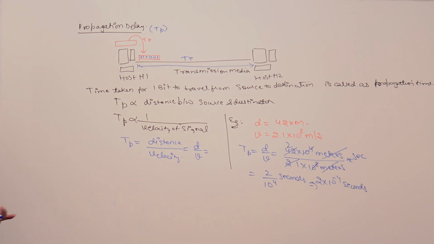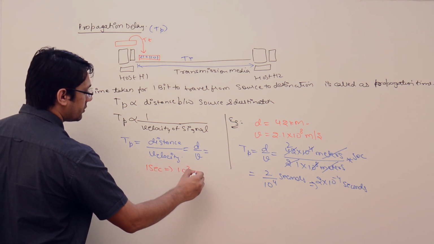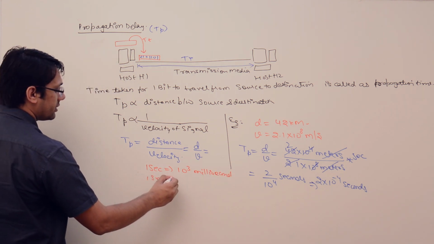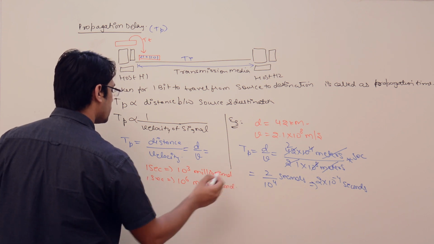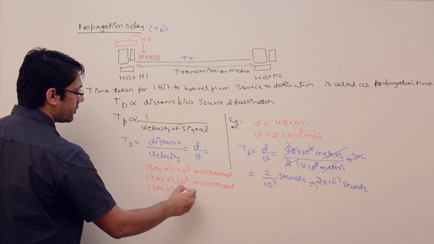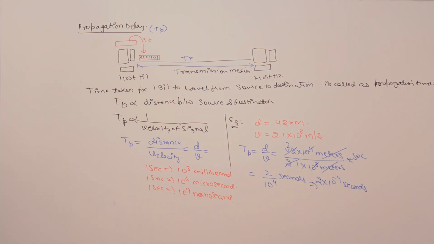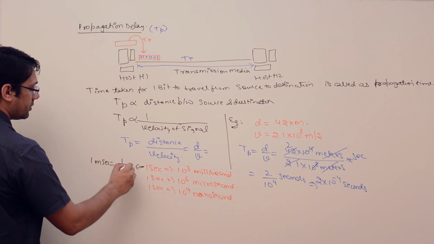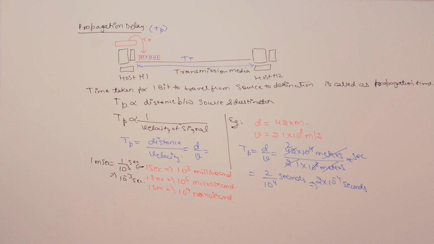Now you know the units. What are the units for seconds? 1 second is 10 raised to power 3 milliseconds. 1 second is 10 raised to power 6 microseconds, and 1 second is 10 raised to power 9 nanoseconds. So 1 millisecond is equal to 1 upon 10 raised to power 3 seconds, or 10 raised to power minus 3 seconds.